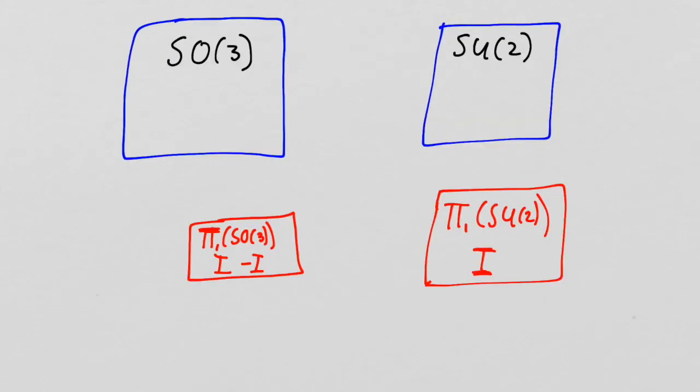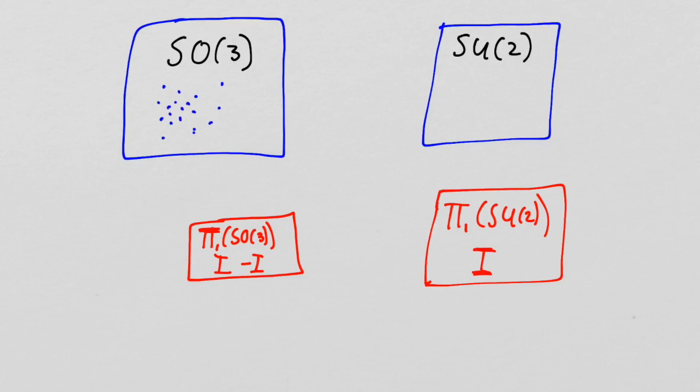So ultimately, if we consider the topological space of SO3 and the topological space of SU2, the points inside this space are matrices. They're 3 by 3 matrices.